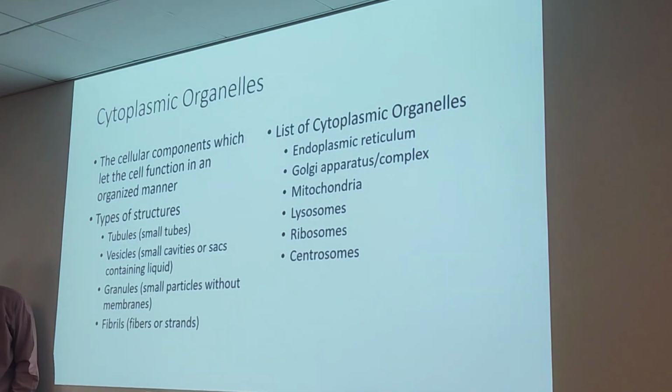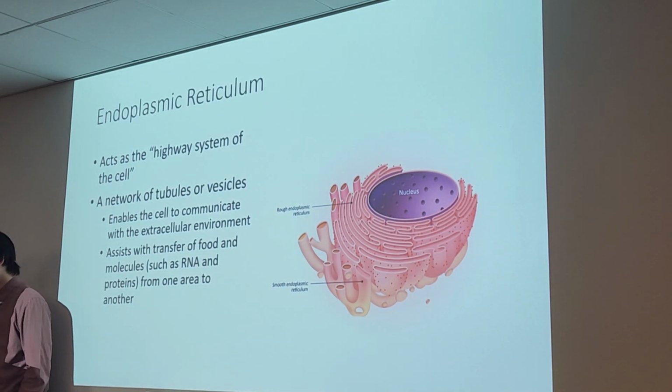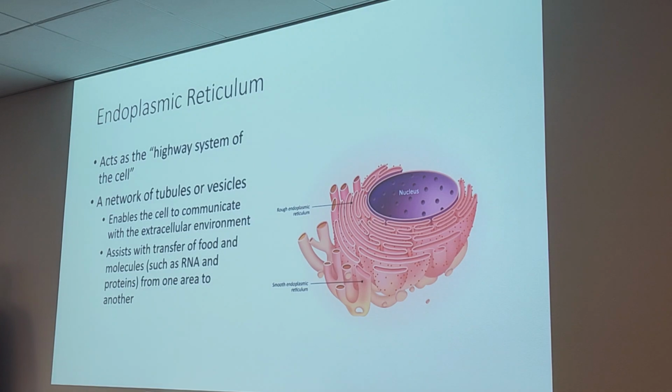So let's talk about some of these organelles. First one is the endoplasmic reticulum, the ER. This is basically the highway system or the transport system of the cell. It's a network of tubes and vesicles. So it's basically just a bunch of pipes and a bunch of bubbles that the cell uses to transport things around. Like Super Mario, exactly. Okay.